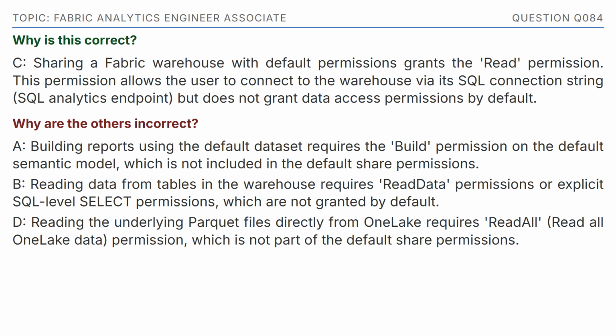Why are the others incorrect? A. Building reports using the default dataset requires the build permission on the default semantic model, which is not included in the default share permissions. B. Reading data from tables in the warehouse requires read data permissions or explicit SQL level select permissions, which are not granted by default. D. Reading the underlying Parquet files directly from OneLake requires read all OneLake data permission, which is not part of the default share permissions.